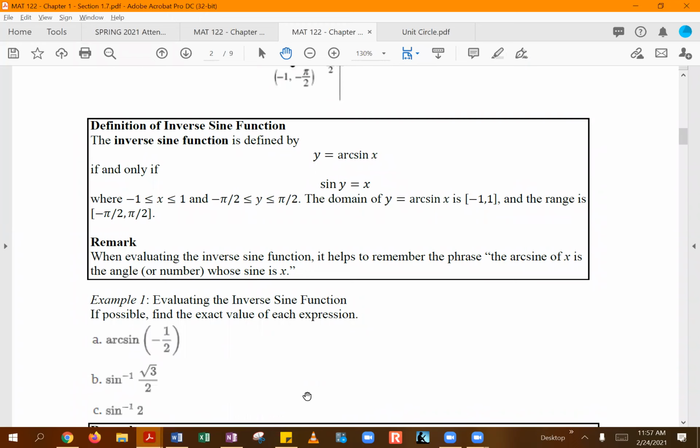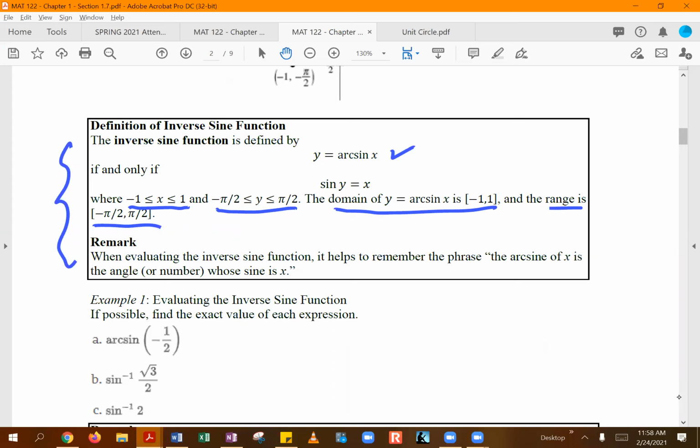One thing to keep in mind is that your domain and range will switch from the sine to the sine inverse function. The domain for the sine function is going from -pi/2 to +pi/2, so that actually ends up becoming the range for your arc sine, or the sine inverse function. The range for the sine function goes from -1 to +1, so that ends up becoming the domain for your arc sine function. So those domain and range will end up switching places.